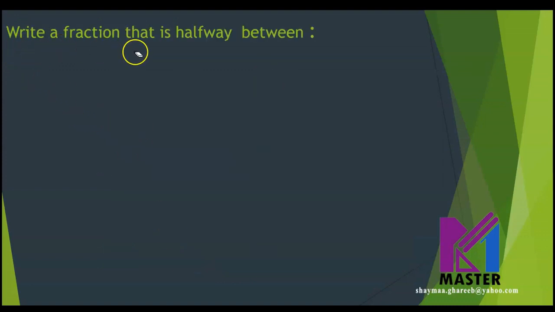Second question, write a fraction that is halfway between. And we said halfway means exactly in the middle. So the two fractions I have are 2/5 and 2/7. We said step number 1, denominators must be the same. So the least common multiple between 5 and 7 is number 35. So I need to change both denominators to be 35 by multiplying the 5 by 7, and I will do it up and down, and multiplying the 7 by 5, and I will do it up and down.